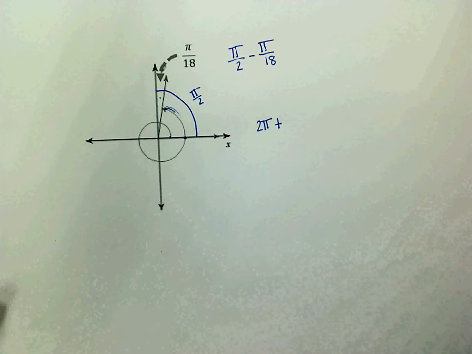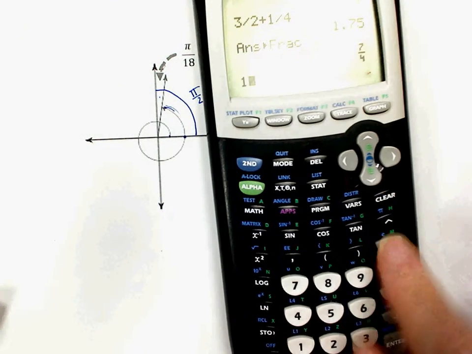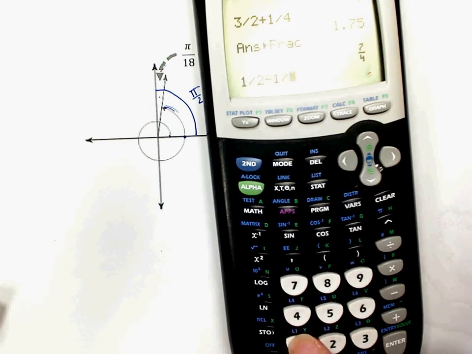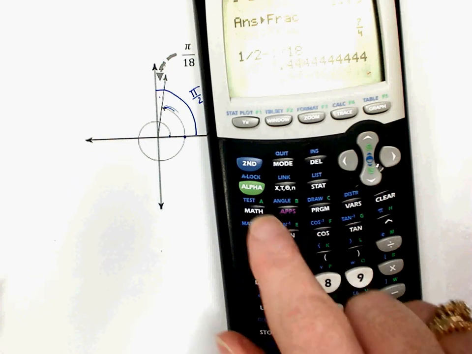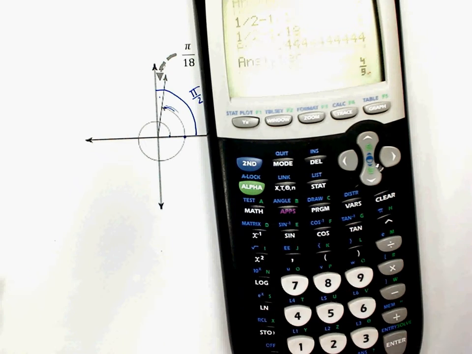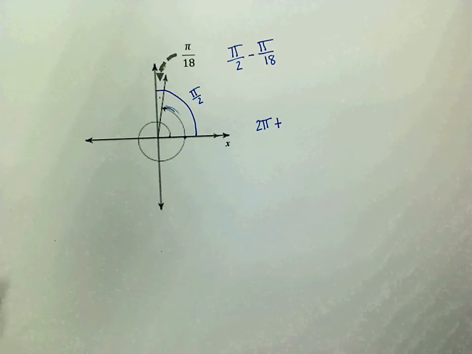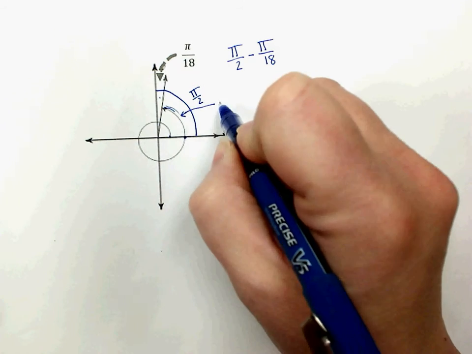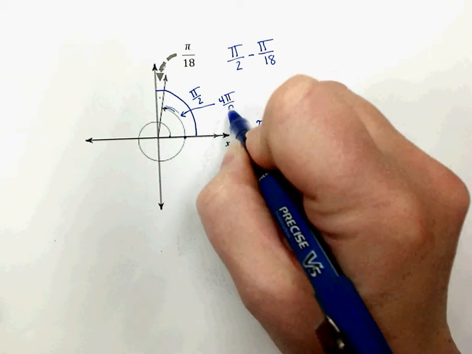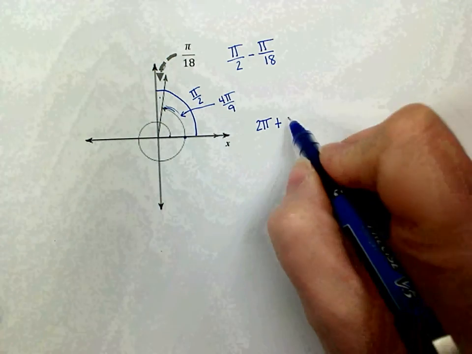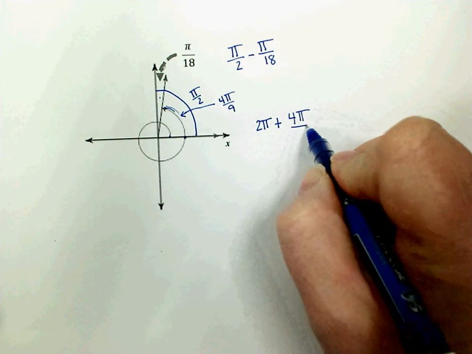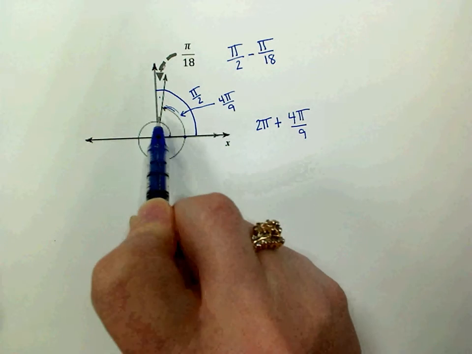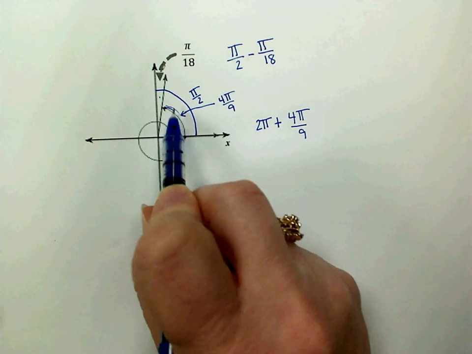So I can do the fraction as 1/2 minus 1/18 and get that decimal as a fraction, and we get 4/9. So I know that this section right here is 4 pi over 9, or 4/9 pi. So that's what I'm adding to the 2 pi for the complete revolution. So we have 2 pi plus the 4 pi over 9.